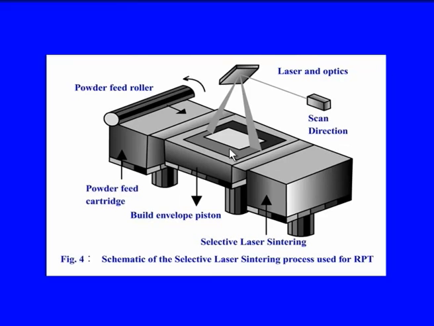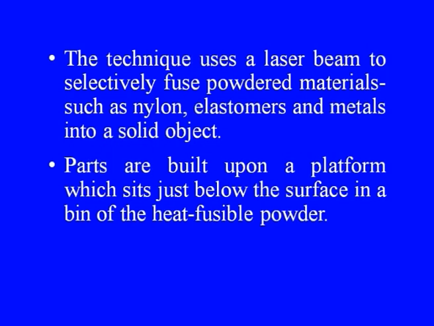And this will be at the end of this cycle, at the end of this particular iteration, again this table will be lowered by exactly the thickness of that layer, so that a fresh powder layer can be spread over this for the process to continue. The technique uses a laser beam to selectively fuse powdered materials such as nylon, elastomers and metals into a solid object.